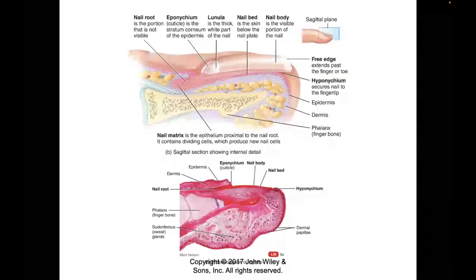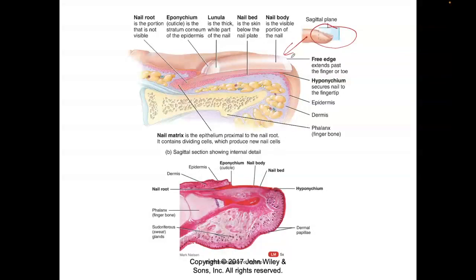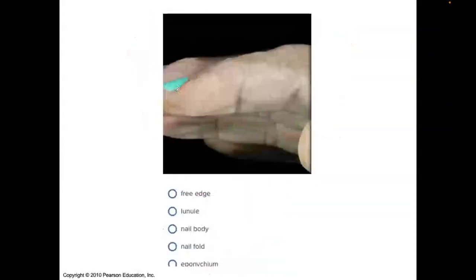So when we look at the nail from the side view, right, we're looking at this right here. So here's the free edge of the nail. Here's the nail body. Here's the lunula. Here's the cuticle. And then here's the nail root. And just behind it is the nail matrix right back here. And the matrix is the epithelium that's proximal to the nail root. And it's got those dividing cells that produce new nail cells. Pretty cool.